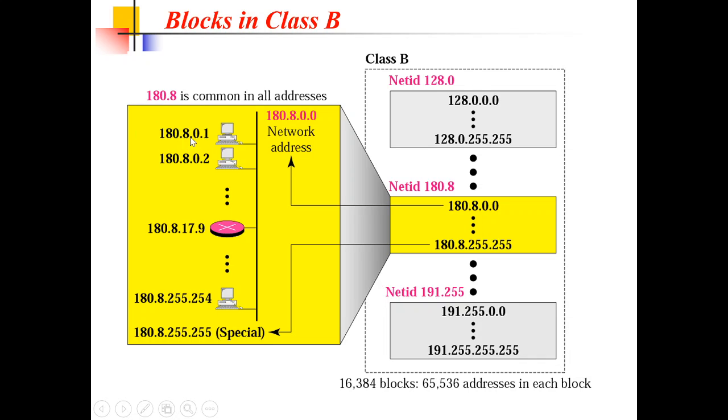It will start with first host ID 180.8.0.1, and the last host ID will be 180.8.255.254. So this class B is generally for mid-size organizations, but here also the number of host IDs is very large. So even this mid-size organization has so many addresses which are wasted.